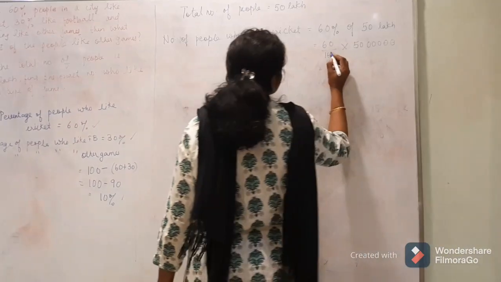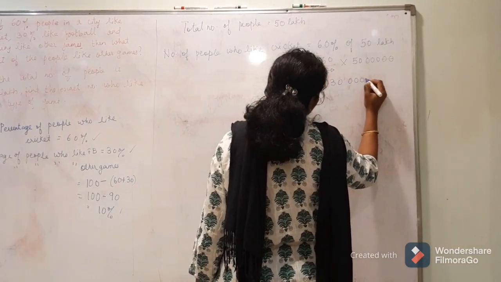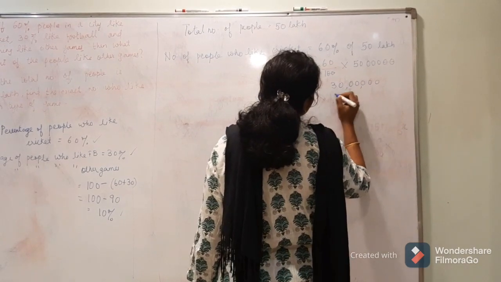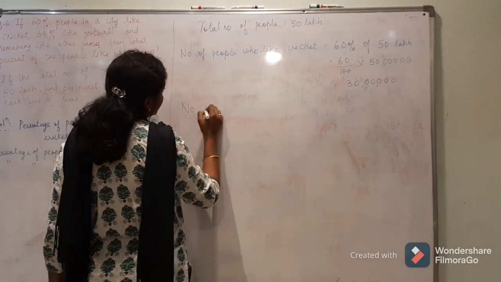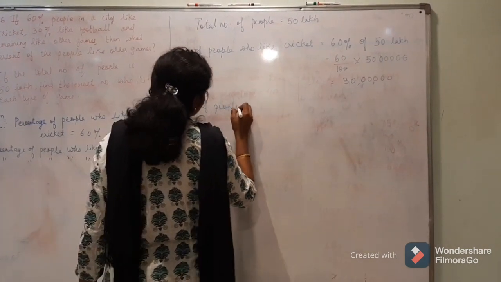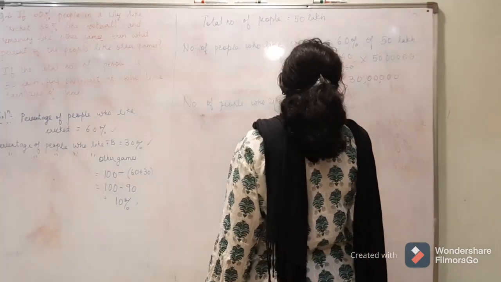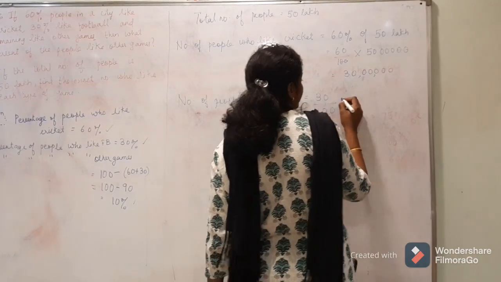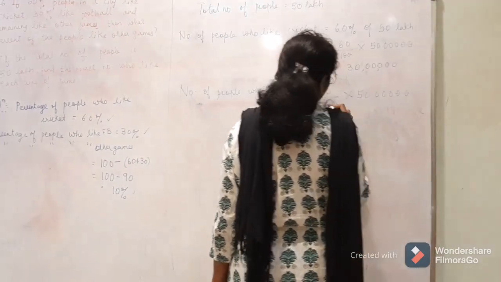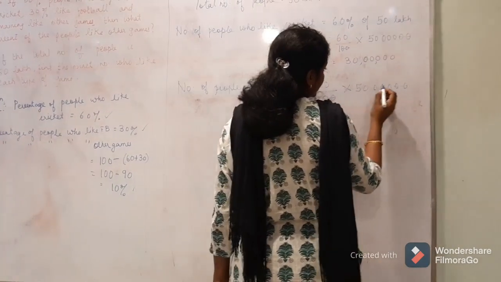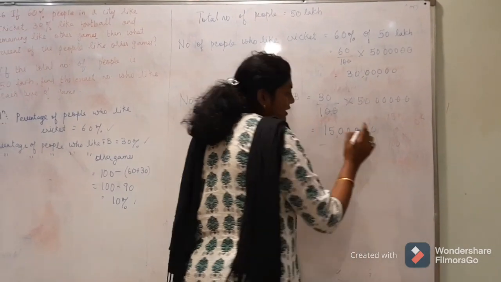तो ये आ जाएगा 5 6 are 30. So it is 30 lakhs. ठीक है. अब मुझे निकालना है नंबर ऑफ पीपल हु लाइक फुटबॉल. परसेंटेज कितना है? 30. सो 30 by 100 into 50 lakh. तो ये आ जाएगा 15 lakh.